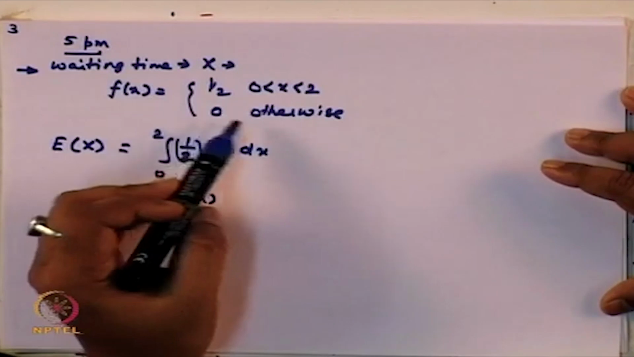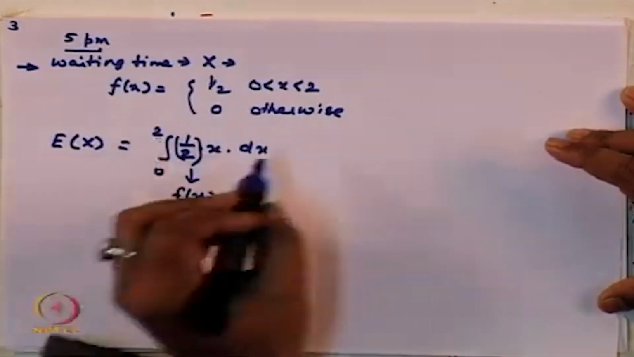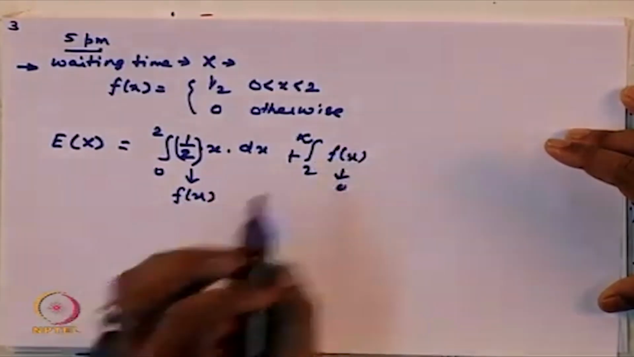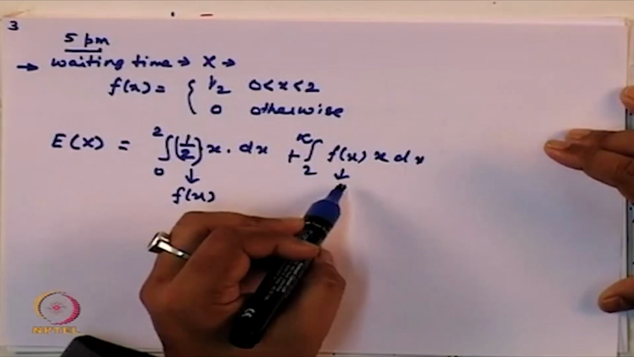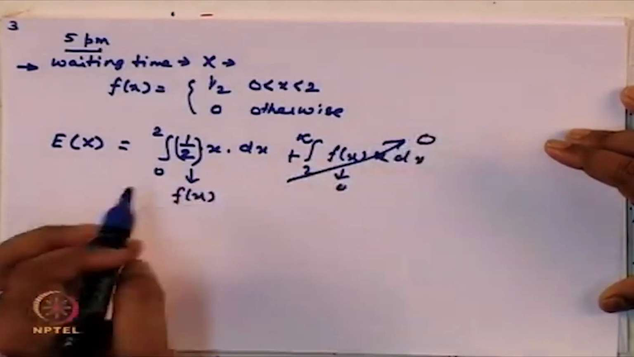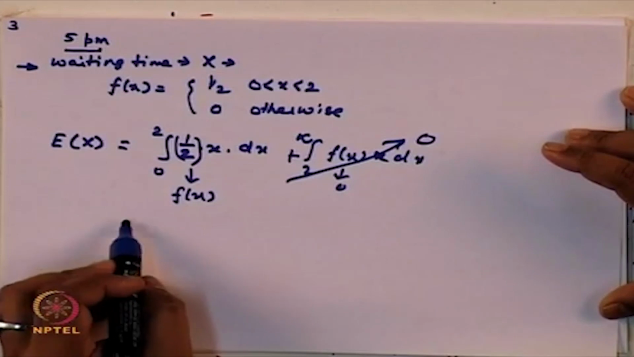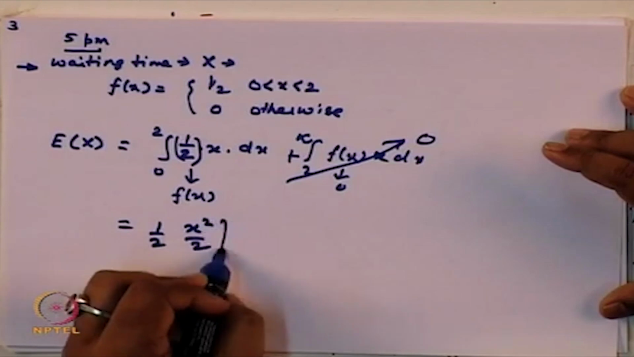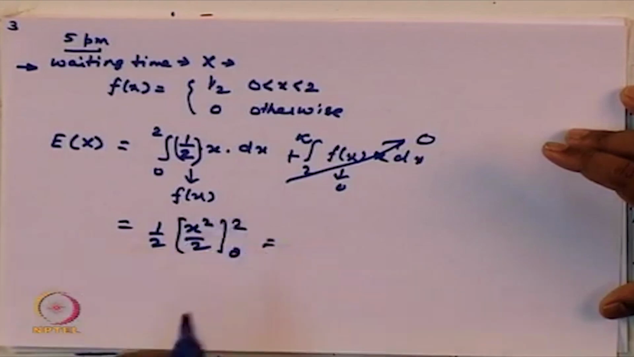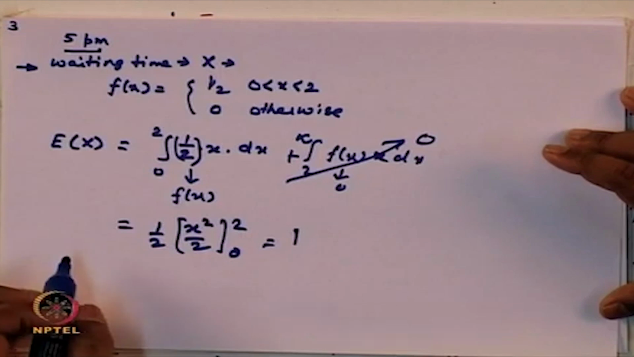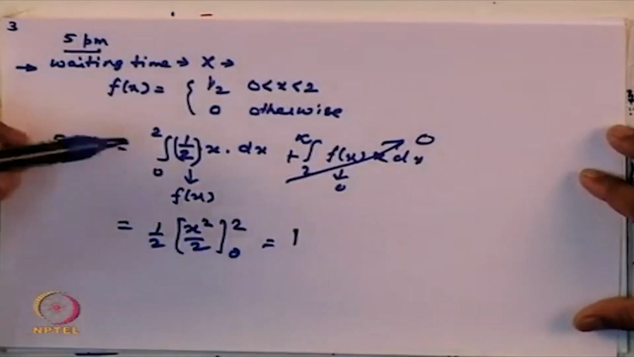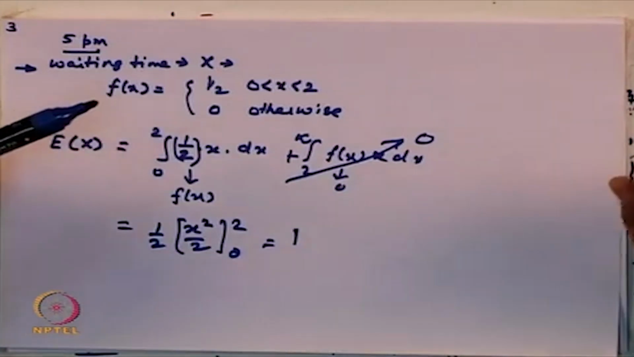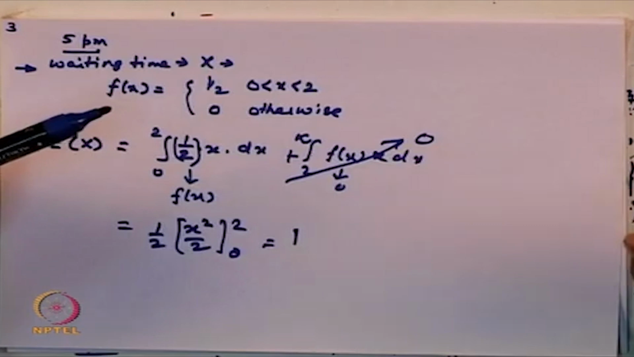So, x cannot be less than 0. So, you can integrate from 0 to 2 and 2 to infinity. Here your f of x is nothing but 0, so in x f x dx, this f x is 0. So, essentially this part is 0. So, you have to integrate from 0 to 2 half x dx, which is equal to half into x square by 2, from 0 to 2, so 2 square by 2 times half. So, this will return a value of 1, which means that if this was your distribution for waiting time, on an average you will have to wait for 1 hour to receive your mail.